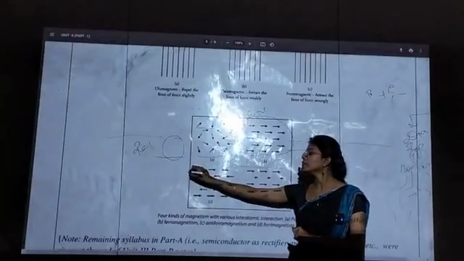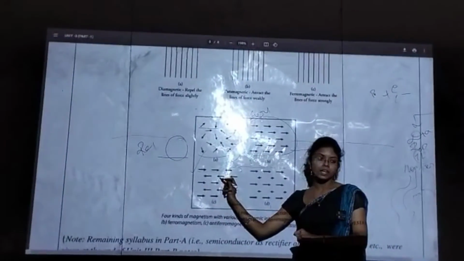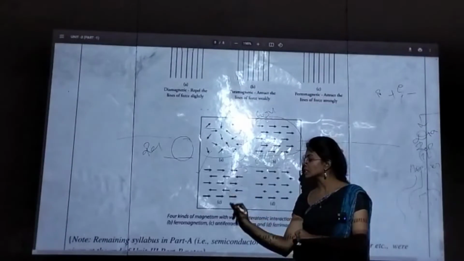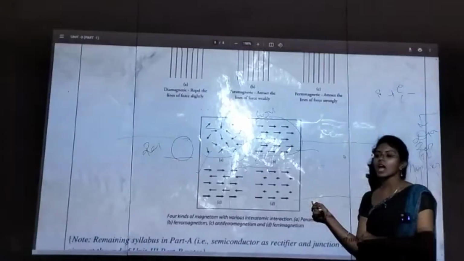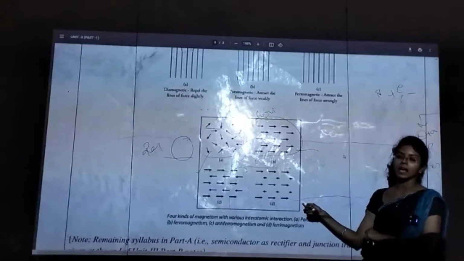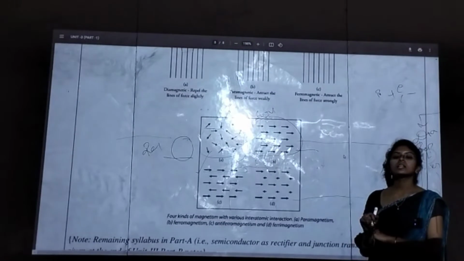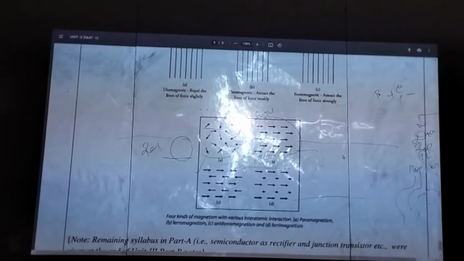Now, antiferro means what? I am having one direction, but the adjacent ions or spins are antiparallel. So you can see the antiparallel arrangement here. And here we are having parallel and antiparallel, but unequal in number. Yes, understood, ma'am?